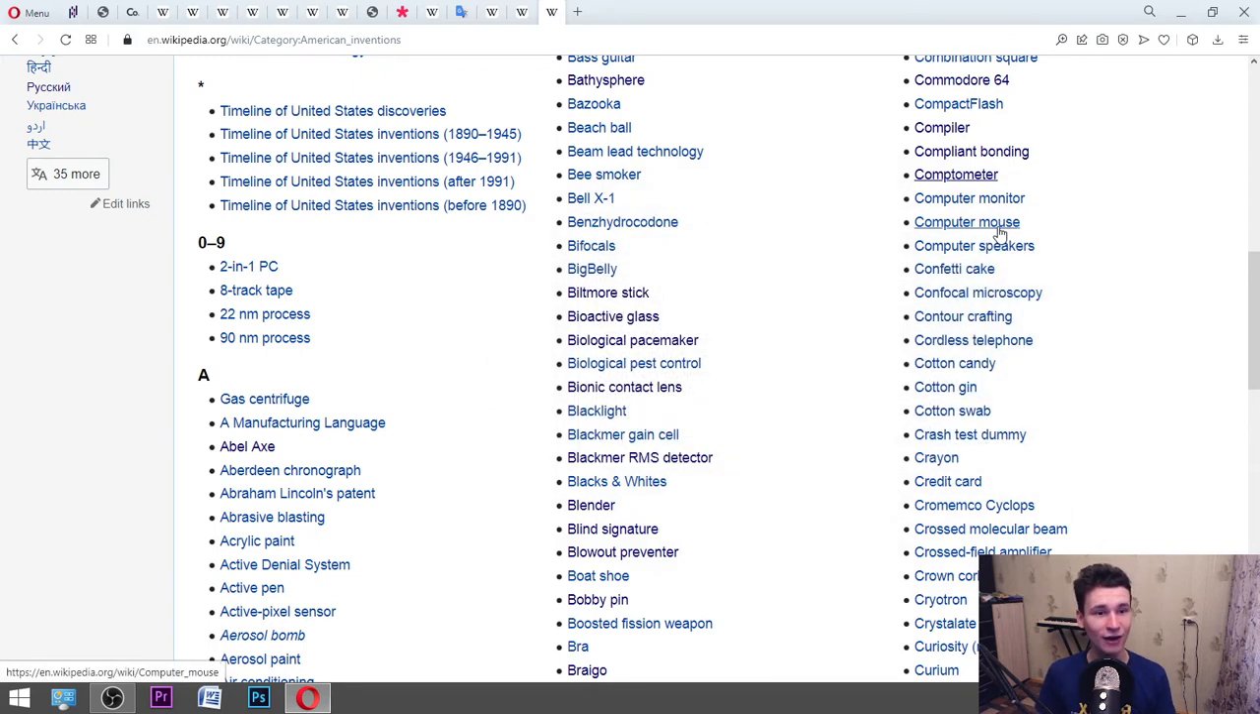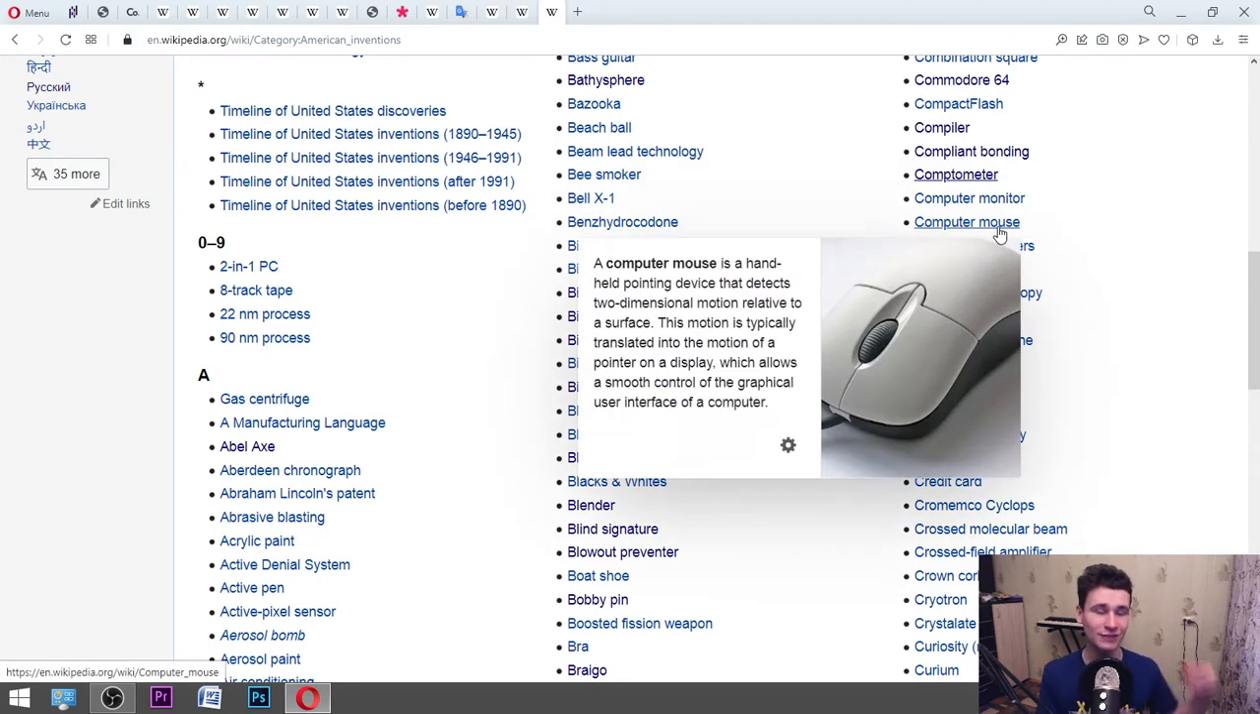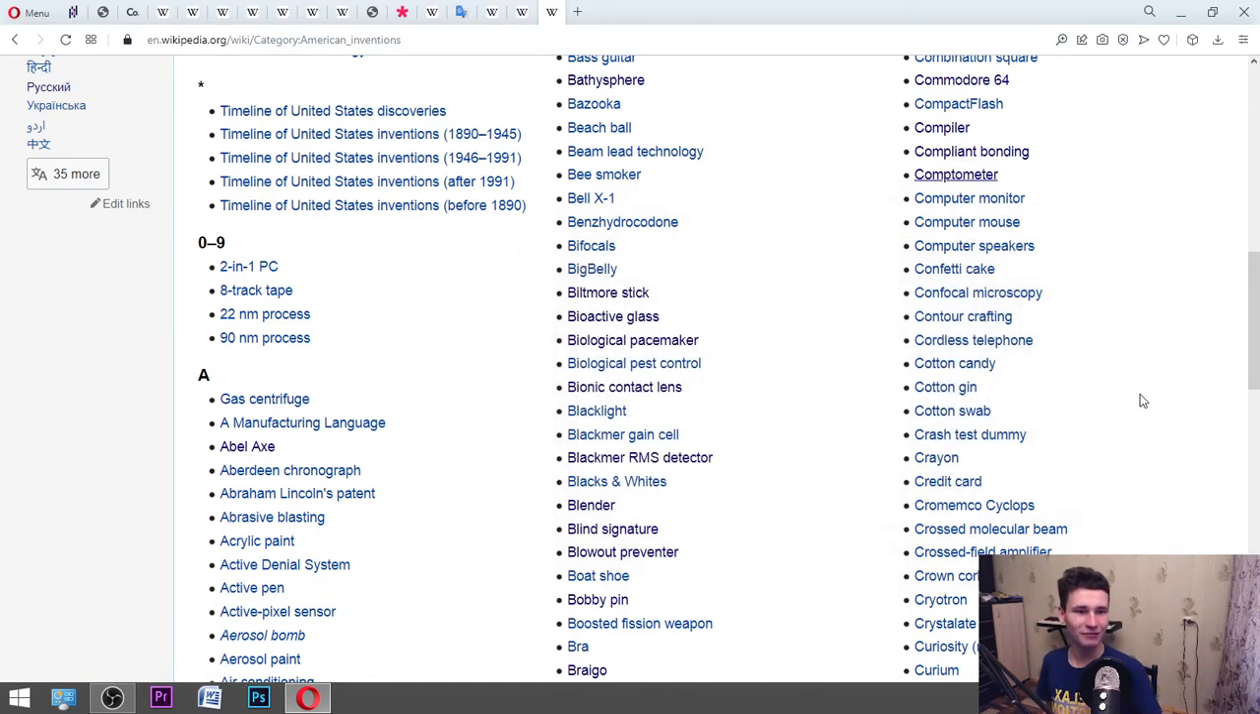Yes, we know it is our displays. And computer mouse, it's our input device, is a handheld pointing device that detects two-dimensional motion relative to a surface. Yes, it is in relation to the surface, and it moves to the left, moves to the right, along the axis X and axis Y, axes, and also each of them axis, and yes, we have them, and they are moving with different features.